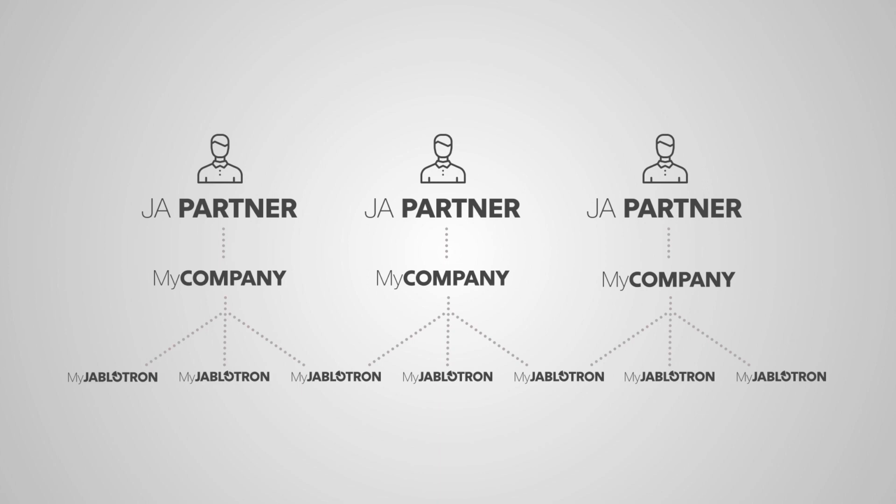My Jablotron is for end users. Installers give access to the owner of devices. The owner can then share the service, control the system, display the status, view photos and videos. The end user gains access to My Jablotron when the alarm is registered to cloud services.